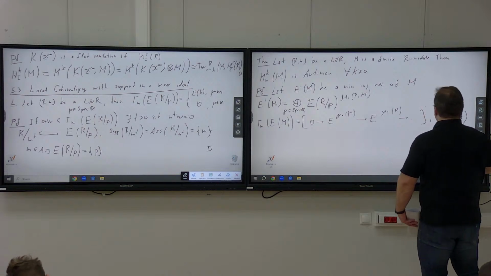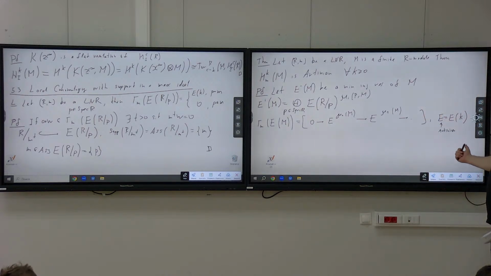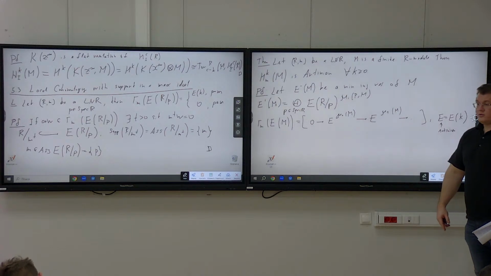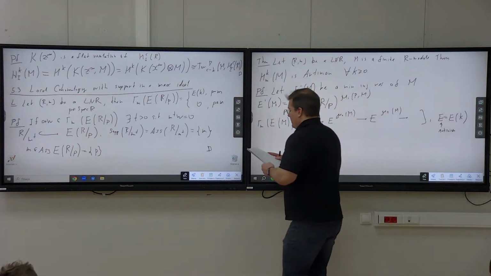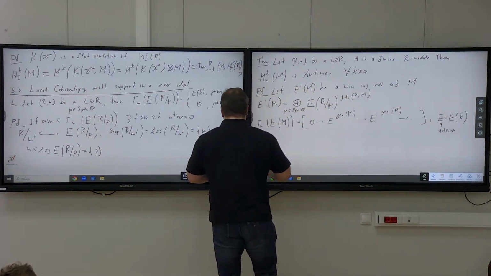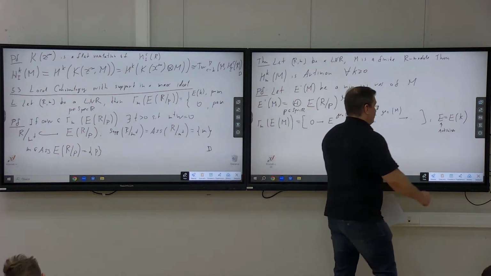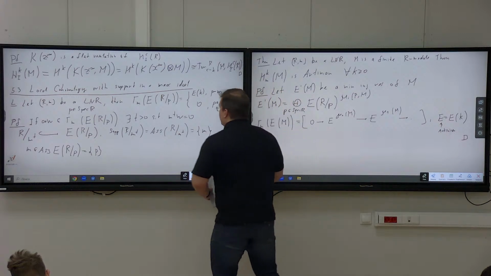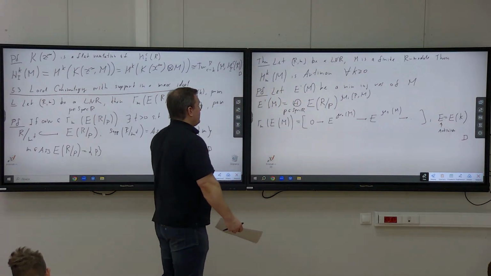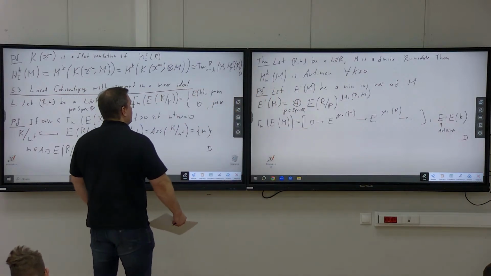But now, this E is Artinian. We proved this when we discussed Gorenstein rings. So this is a complex of Artinian modules, and Artinian modules are closed under taking submodules and quotient modules. So the cohomology is again Artinian. End of the proof. And this is one specific property that works in the local situation, but not in general.